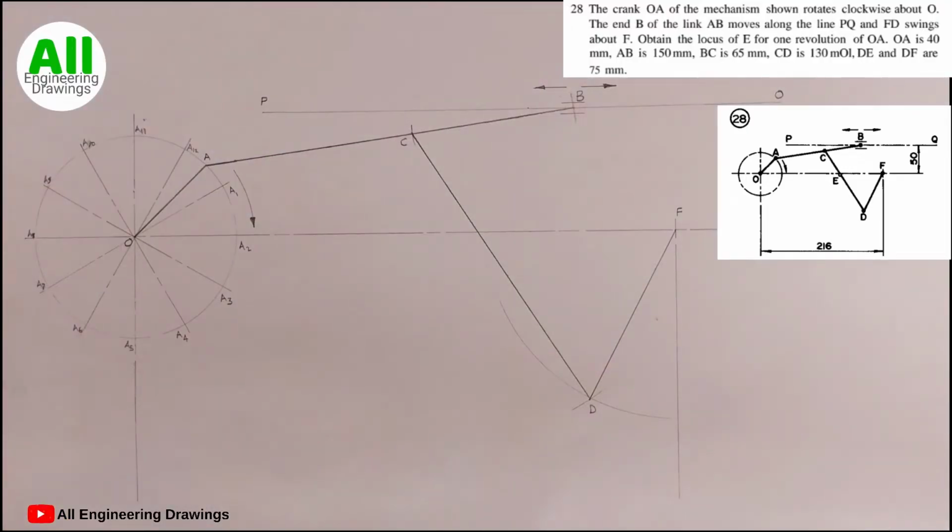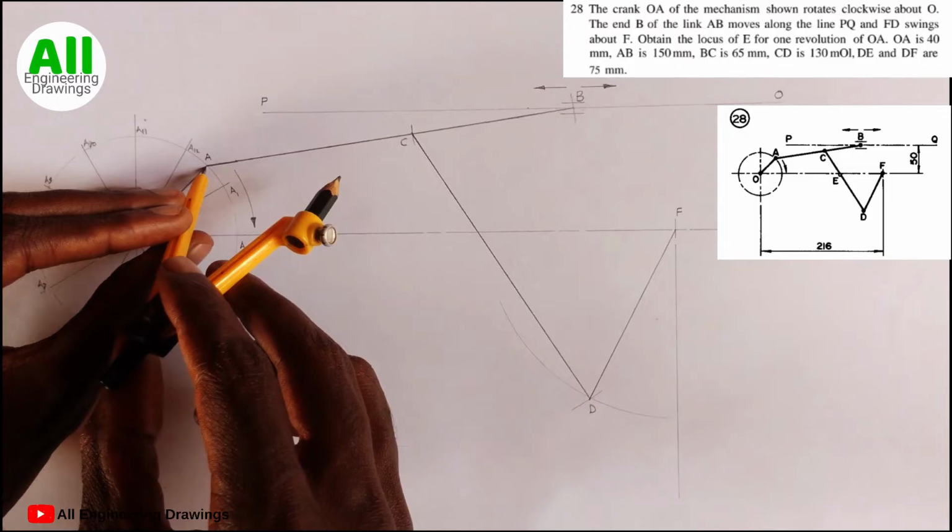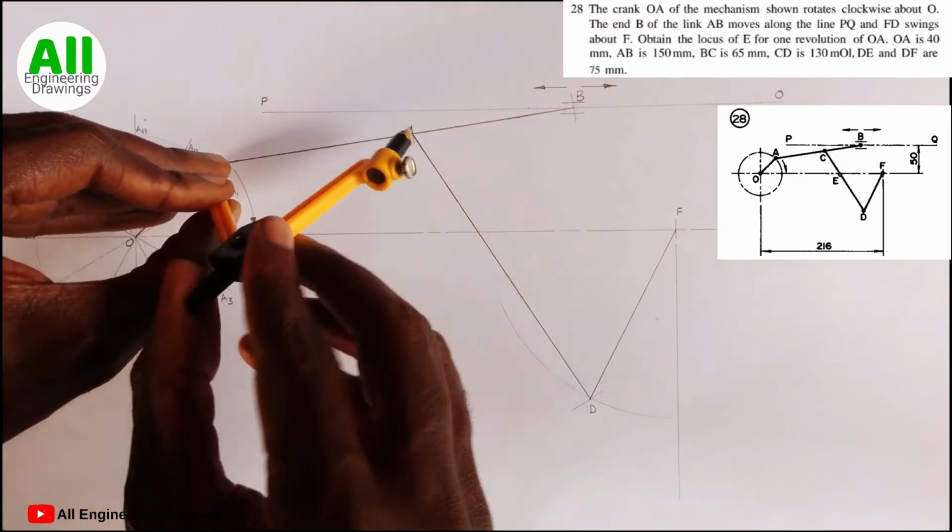In order to proceed with the drawing, I will replicate the links, this time using point A1 down to point A12. I'll be doing so using fence lines, that is construction lines. So I will start with A1. But before then, I will take the radius of AB, which is 150 millimeters, so I can take it from this point here.